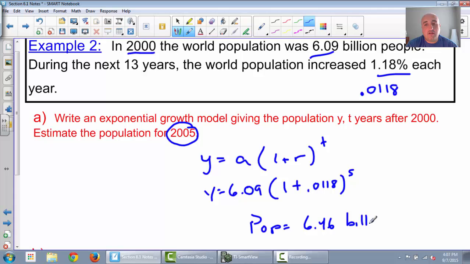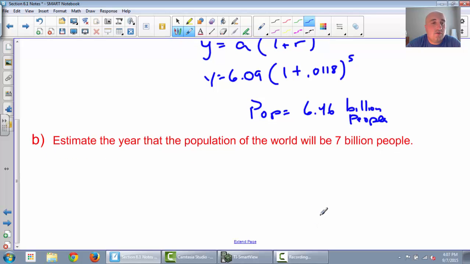6.46 billion people. Okay, so not too bad. We created an equation, we solved it using our calculator, we got 6.46. All right, so next problem, part B. It says estimate the year that the population of the world will be 7 billion people. So now it wants us to know in what year will there be 7 billion people on the earth.